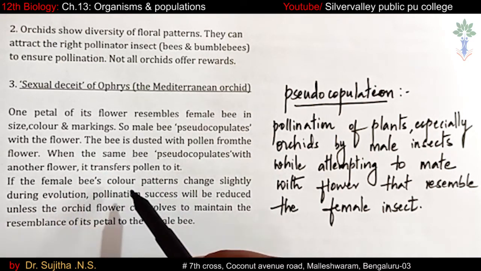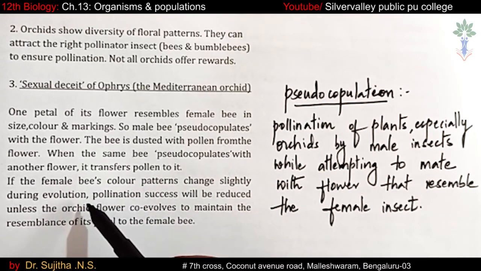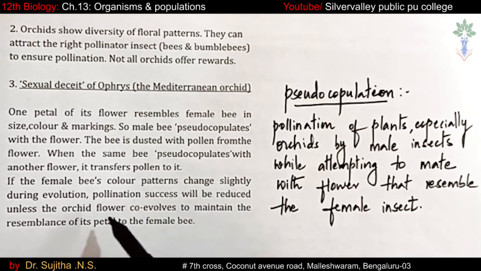If the female bee's color pattern changes during the course of evolution, the pollination success rate will be reduced. It is because the color pattern of the petal will not match with the color pattern of the female bee. Therefore, the orchid flower has to co-evolve in order to maintain the resemblance of its petal to the female bee.